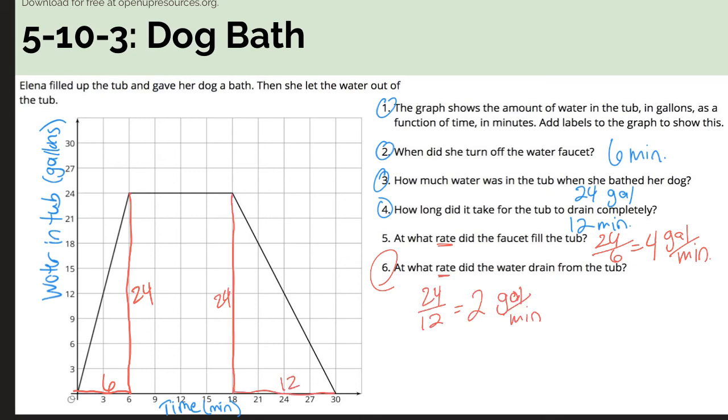Okay, on number 6, the rate she was draining the tub, it should be the slope 24 over 12 or something similar, which simplifies to 2 gallons per minute. Now this really should be negative. Add that on there if you don't have a negative sign. And it's negative because it's draining the water.